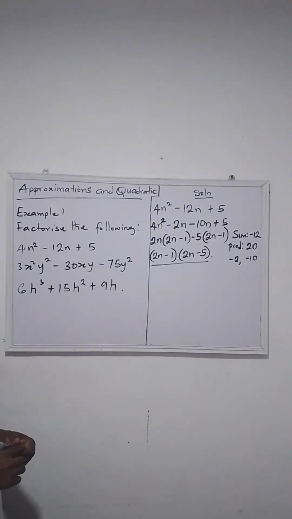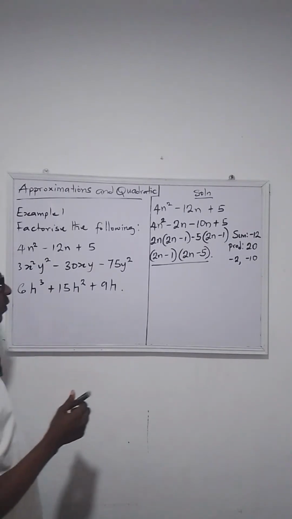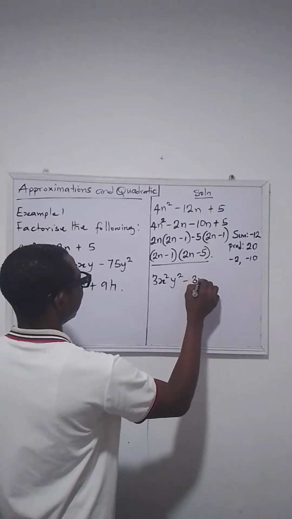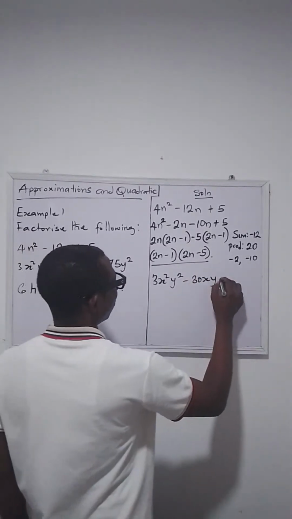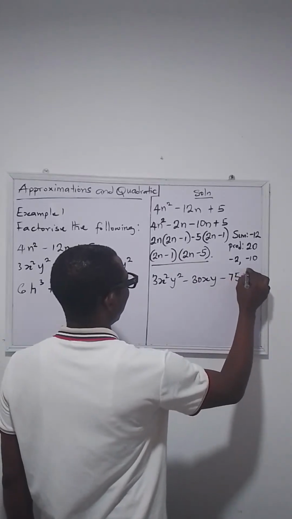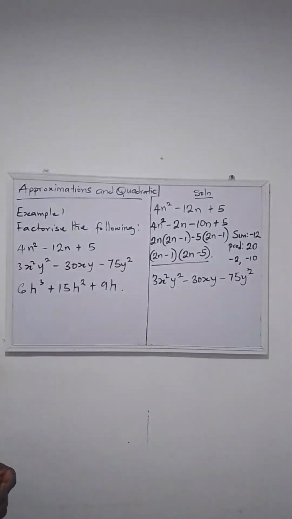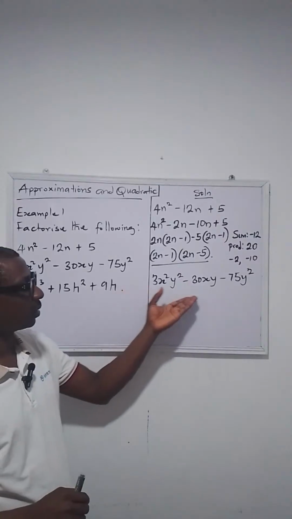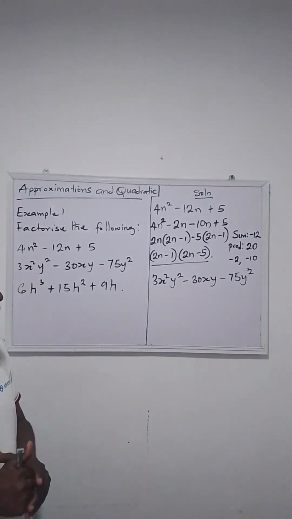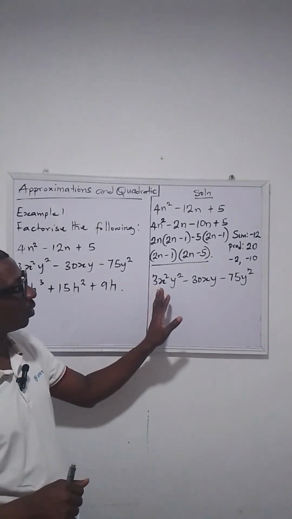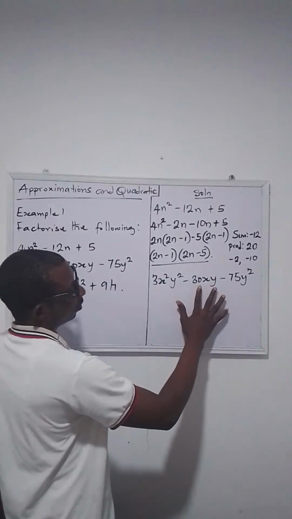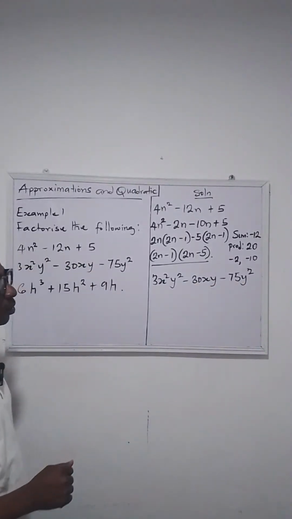All right, now let's look at the second one. We have 3x squared y squared minus 30xy minus 75y squared. Look at this. Before I solve this, I have to inspect this. Let me try and see if I can factor out something. Let me see what is common to this. I can factor out 3. 3 is common to this, it's common to this, and it's also common to this as well.